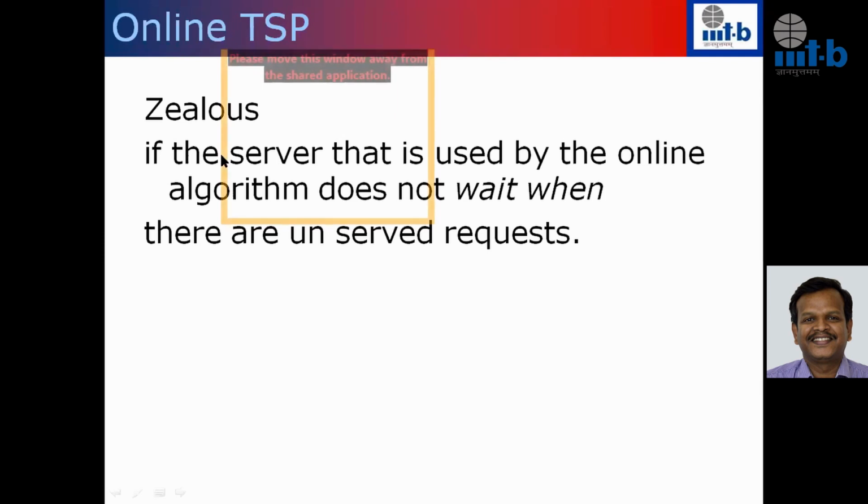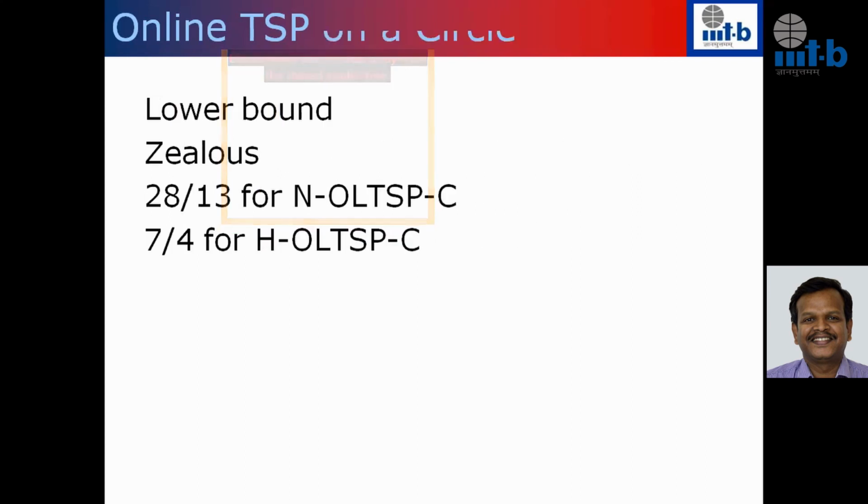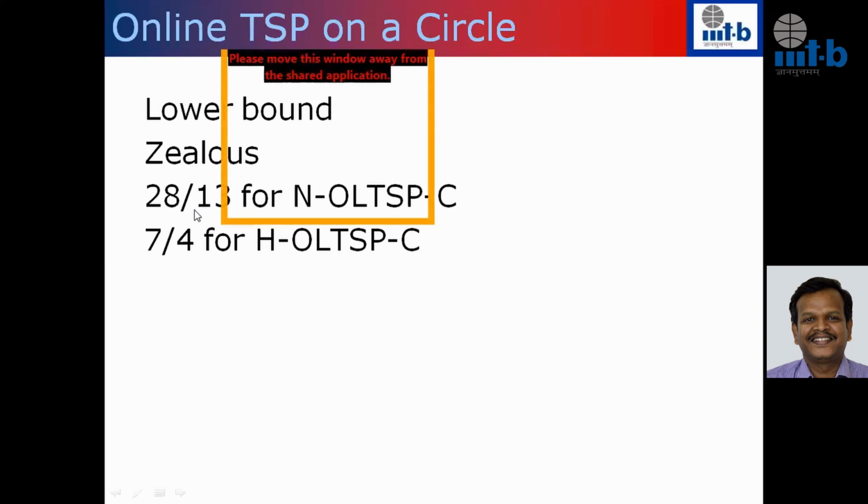So in this talk, our main focus will be on zealous algorithms for the online TSP, but we will only consider the metric as the circle. So you have a circle, just like a ring road. You're allowed to travel only on the ring road. All the requests happen on the circumference of the circle. So the main result that we are going to talk about today is that in the case of nomadic, that's the closed TSP, we will have a 28/13 competitive ratio as the lower bound.